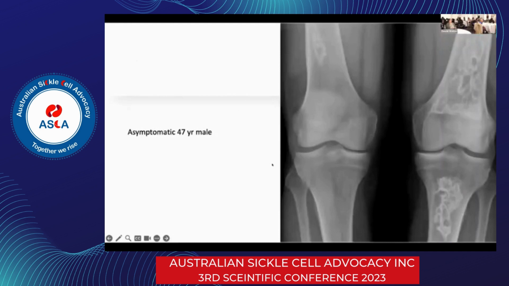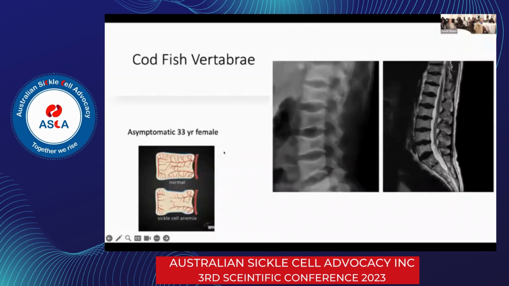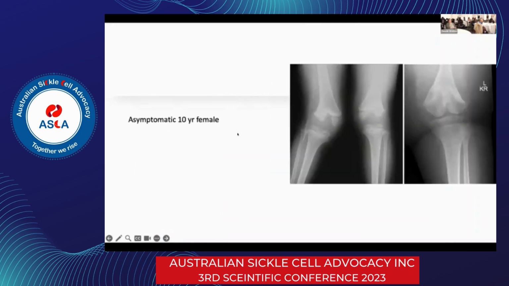So a bone infarct is not always symptomatic. This patient was an asymptomatic male who's got bone infarcts through the medullary canal of his femurs and tibia. And if it's in the medulla, it can be asymptomatic. If it's around the joint, that's where you get quite significant pain and symptoms. We can also see what's called codfish vertebra in the spine. Again, it can be asymptomatic, and it's this codfish appearance, as they describe it, where you get some scalloping of the end plates of the vertebra.